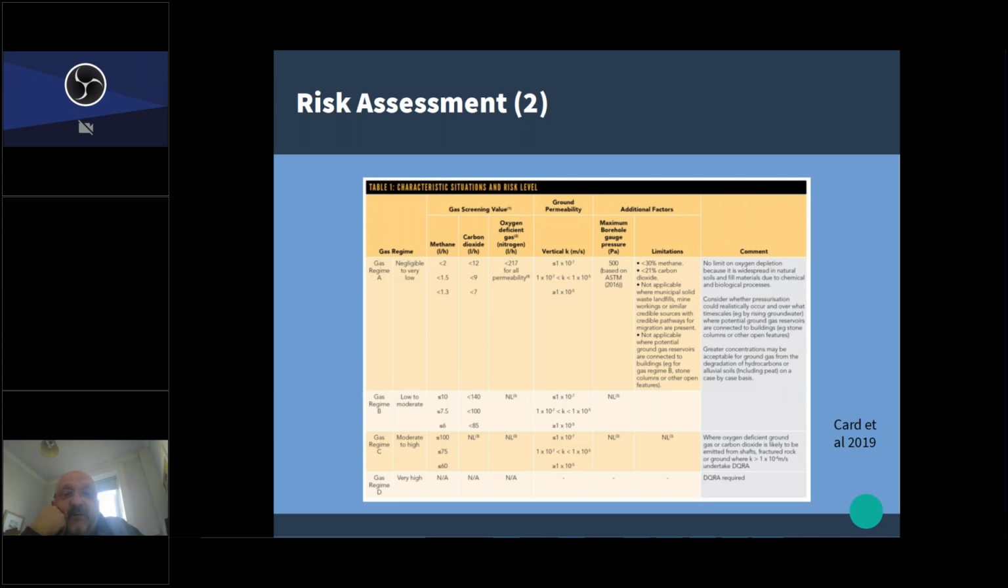Again, some useful notes attached to the table. Under very high gassing situations, essentially there aren't any limits, and you're looking at DQRA. I'll say a wee bit about that in just a minute. Don't worry, I'm not going to say an awful lot.